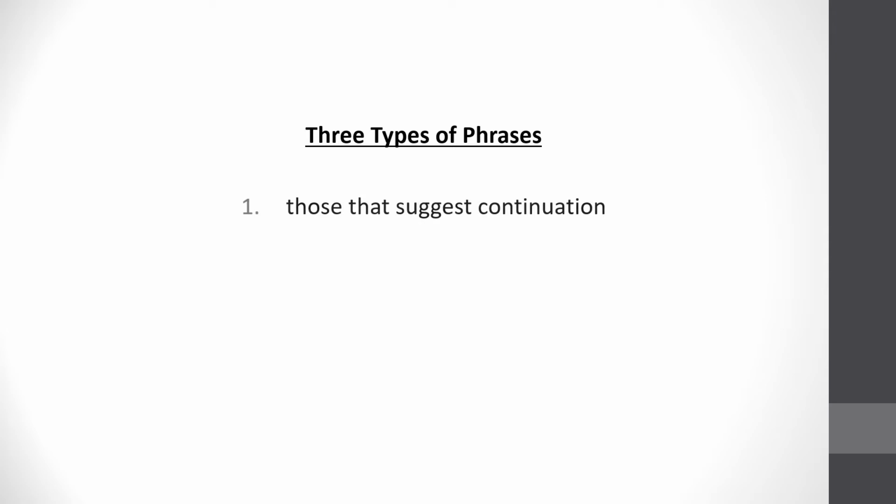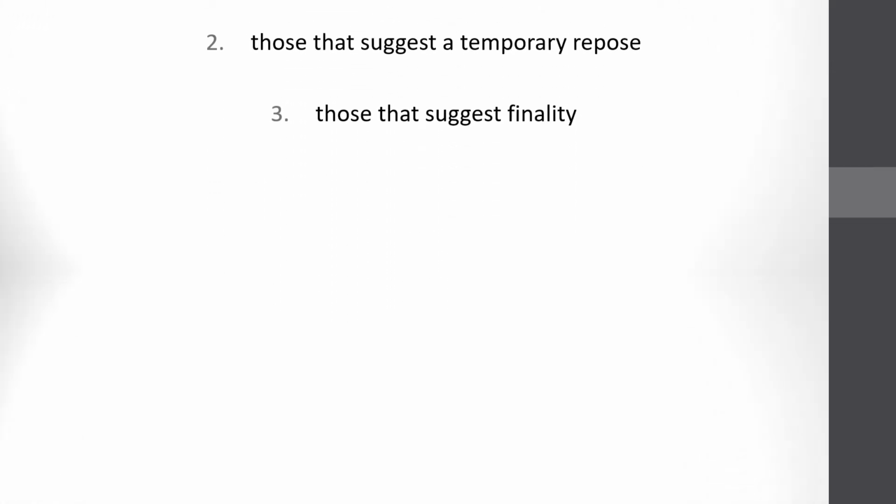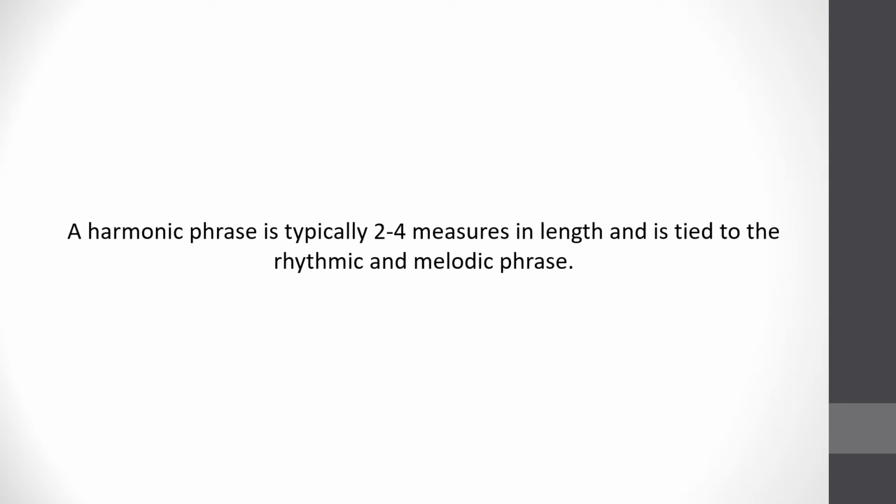When we studied rhythm and melody in Music Composition 1, we found that there were three basic types of phrases: those that suggest continuation, those that suggest a temporary repose, and those that suggest finality. These three types of phrases apply to harmony as well. A harmonic phrase is typically 2 to 4 measures in length and is tied to the rhythmic and melodic phrase. Let's look at some musical examples that illustrate each type of harmonic phrase.